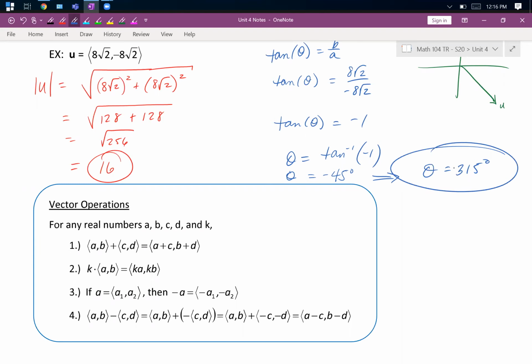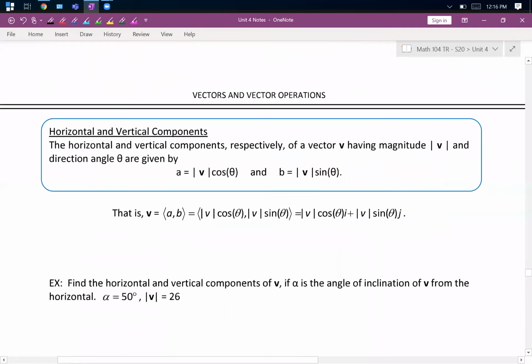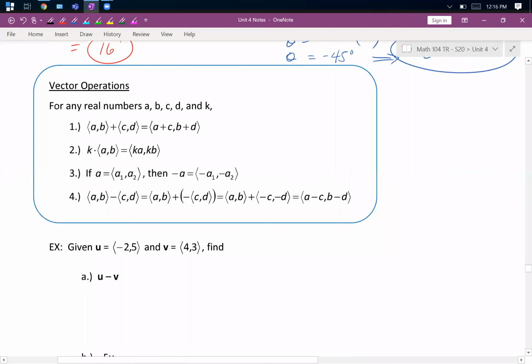Questions at all? Okay. All right, I just got these couple more examples here.